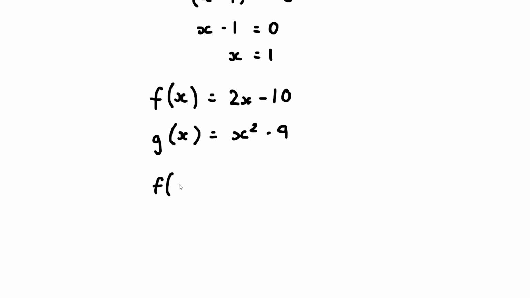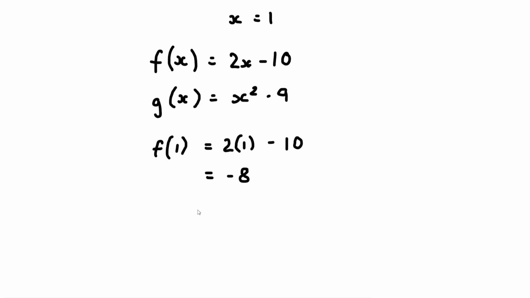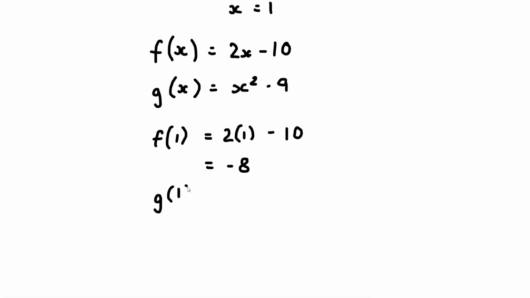Well, f of 1 is just 2 times 1 minus 10, which will give us 2 minus 10, which is minus 8. And g of 1 will give us x squared minus 9, so 1 squared minus 9. 1 squared is just 1, and 1 minus 9 is minus 8. We get the same answer for both when we substitute this value of x in, which means we know we've got the right value of x, because f of x equals g of x when x is 1.